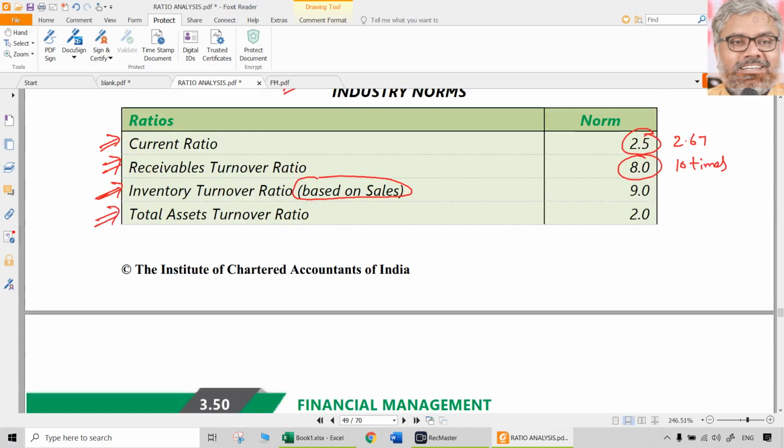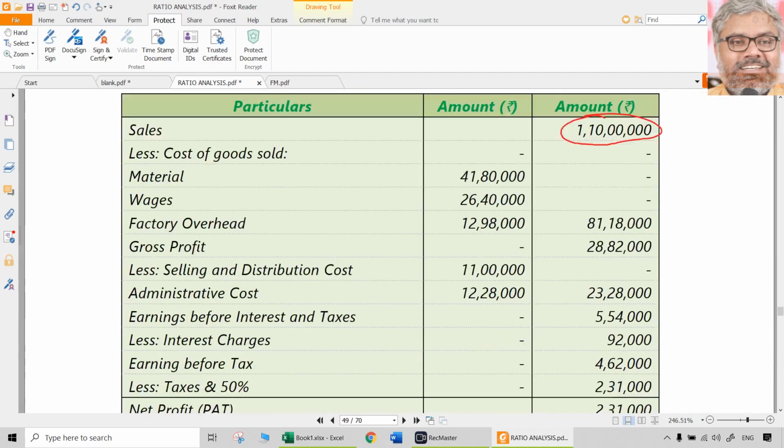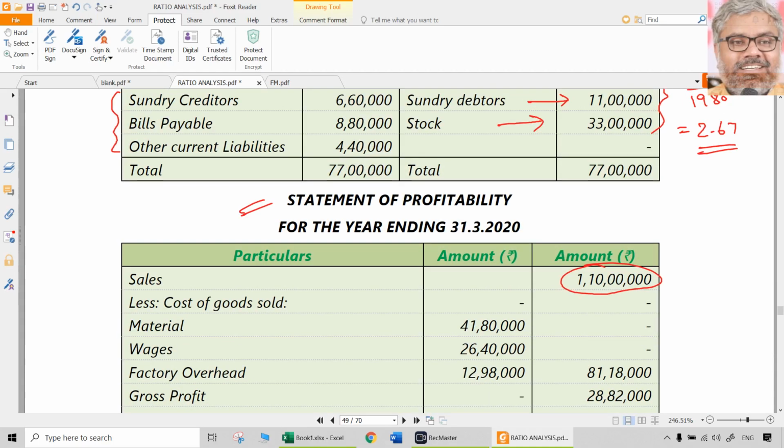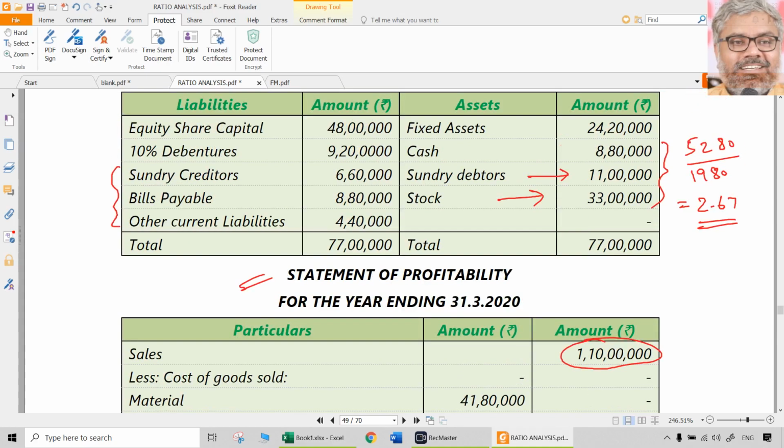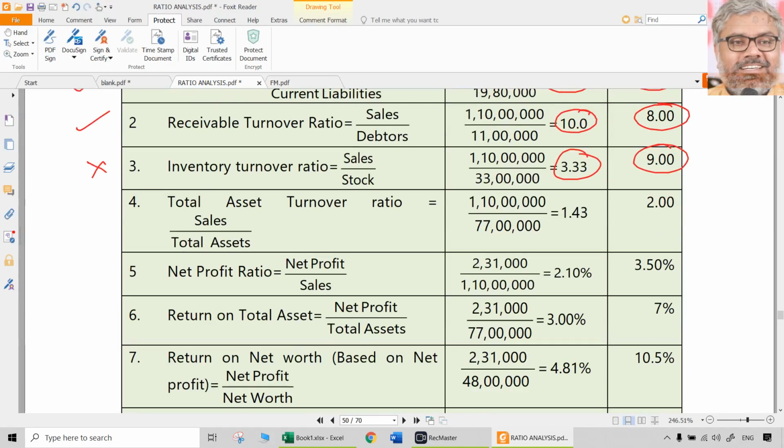Then total assets turnover ratio, same thing. Sales divided by total assets. Sales we know, 1 crore 10 lakhs. Total assets, 77 lakhs. So 1 crore 10 lakhs divided by 77 lakhs will be 1.43 times. That is the total asset turnover ratio. The industry norm is 2 times. So here also Navya Limited is doing worse than the industry.